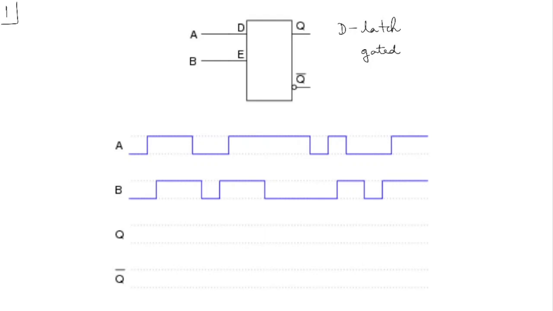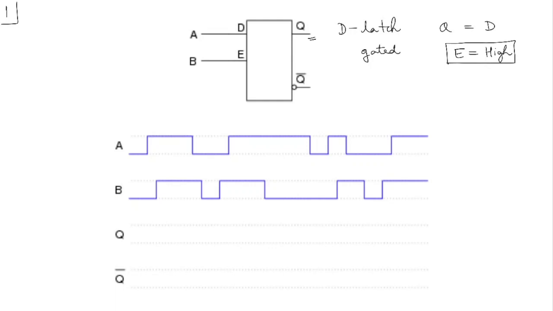Now, remember how a D latch works? Q becomes equal to D when E is 1, okay? Or when E is high. So if this gating signal is high, Q basically follows D, and if E is low, then Q just maintains the same value till the time that it goes on. Okay, so let's try to get the Q for this.